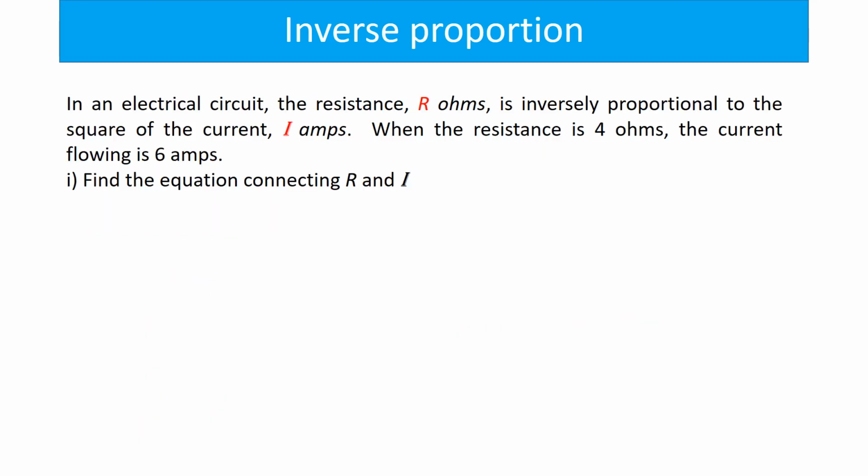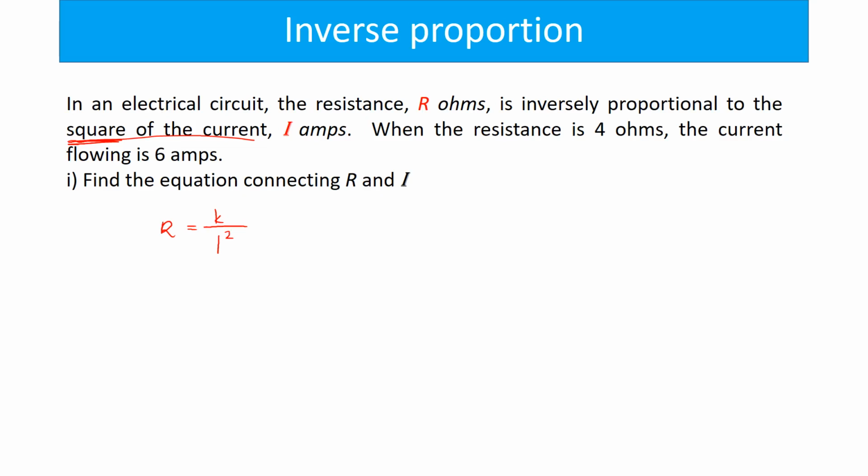Let's have a look at another example, which is a word problem. In an electrical circuit, the resistance R is inversely proportional to the square of the current. When the resistance is 4, the current flowing is 6. So the resistance is inversely proportional to the square of the current. Again, don't forget about the square.